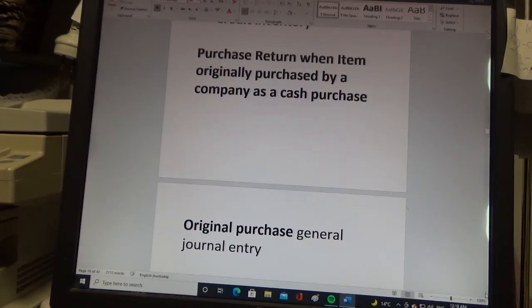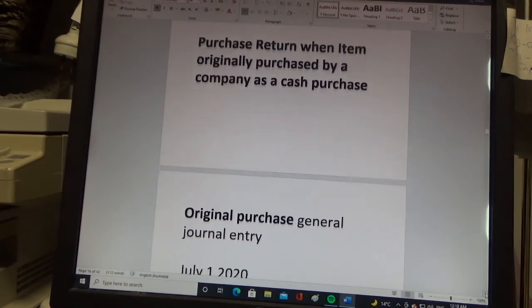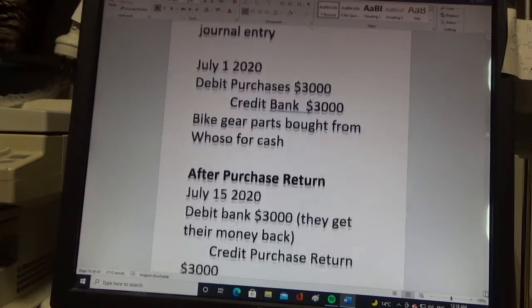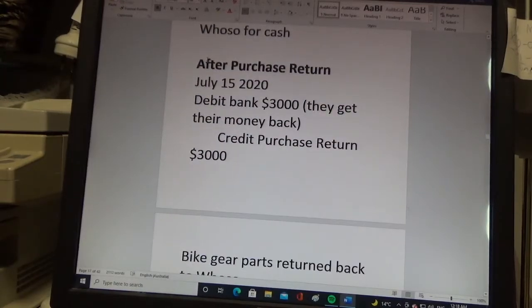Purchase return when the item is originally purchased by the company as a cash purchase. So this is a cash purchase. You debit purchases again, $3,000. That's an expense. That's a debit. You credit bank. You've paid cash going out of the company, and that's the original transaction. The bike gear parts bought from Jose for cash, three grand. But there's a problem after the purchase return. You debit bank, you get your money back, and you credit purchase return, $3,000 as well.